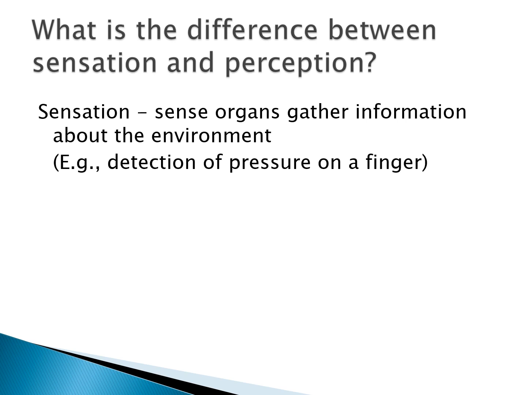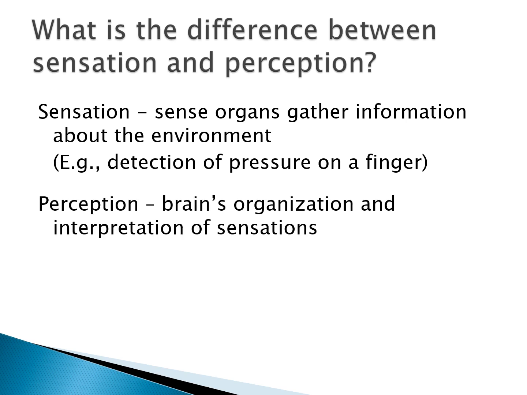So I can use this example of detecting pressure on a finger, or I actually like the example better of someone rubbing your arm up and down. You can imagine that detection of that rubbing is going to be the same in all of my examples. What is happening is there are mechanoreceptors, these different receptors in your skin that are telling you about that very slight pressure and the change over time. And the perception then is the brain's organization and interpretation of those sensations.